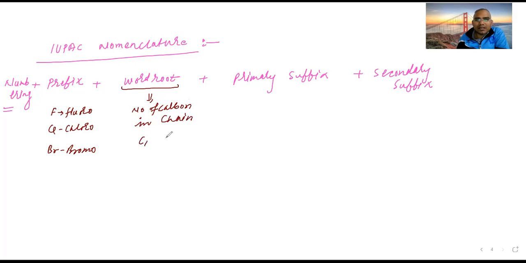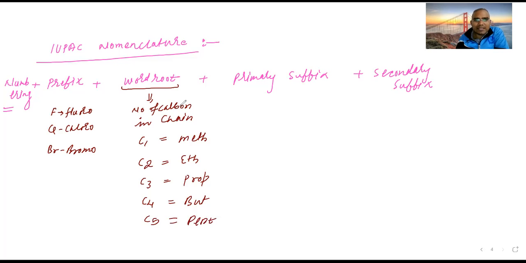Suppose one carbon is there, that is going to be meth. If two carbons are there, that is going to be eth. If three carbons, pro. If four carbons, but. If five carbons, pent.